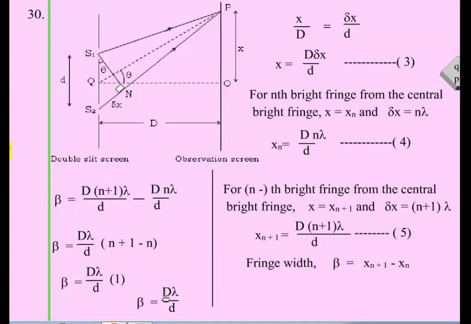So here we get marks for this diagram with explanation, 1 mark. And next, for this condition, that is delta x is equal to n lambda, this carries 1 mark. And for this one, beta is equal to xn plus 1 minus xn, this carries 1 mark. And remaining steps carry 1 mark, totally 5 marks.